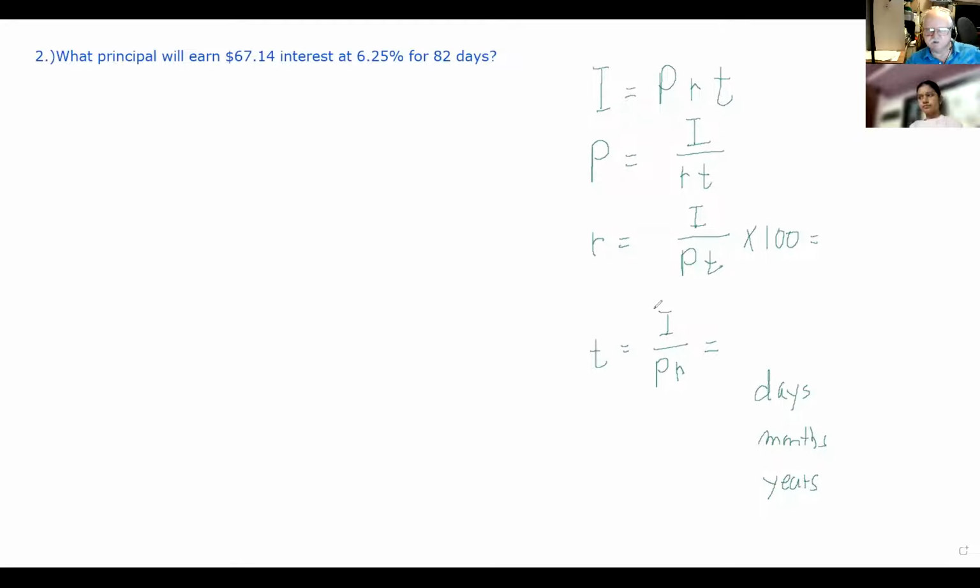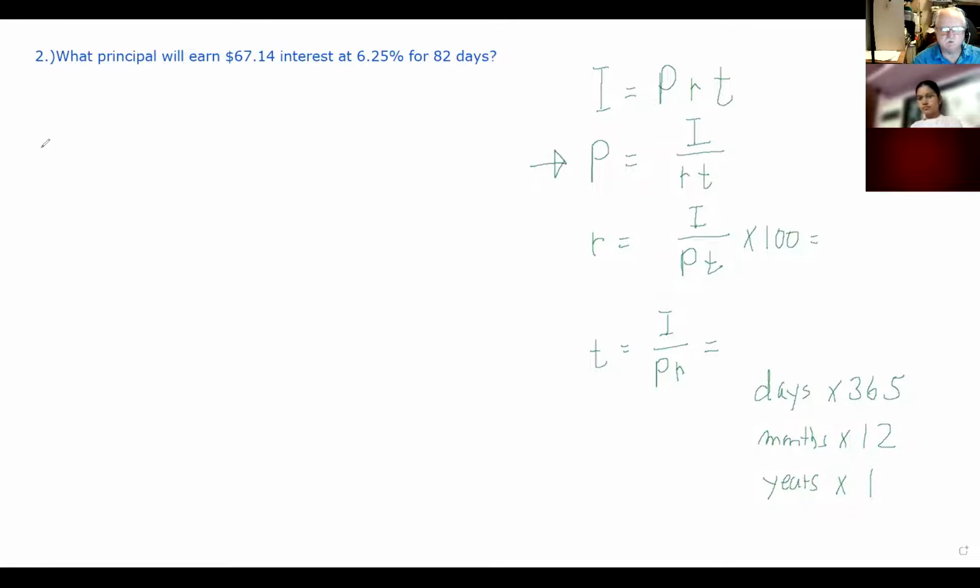if this question is dealing with days, we'd have to take this decimal answer and go times 365, because the decimal is part of a year, but we want to know how many days it is. If it's months, we're going to have to go times 12. And of course, if it's years, it's times 1, which we're not going to bother doing, but that's the concept. So here they're asking us about the principal. So we can see we're going to be solving for the principal.